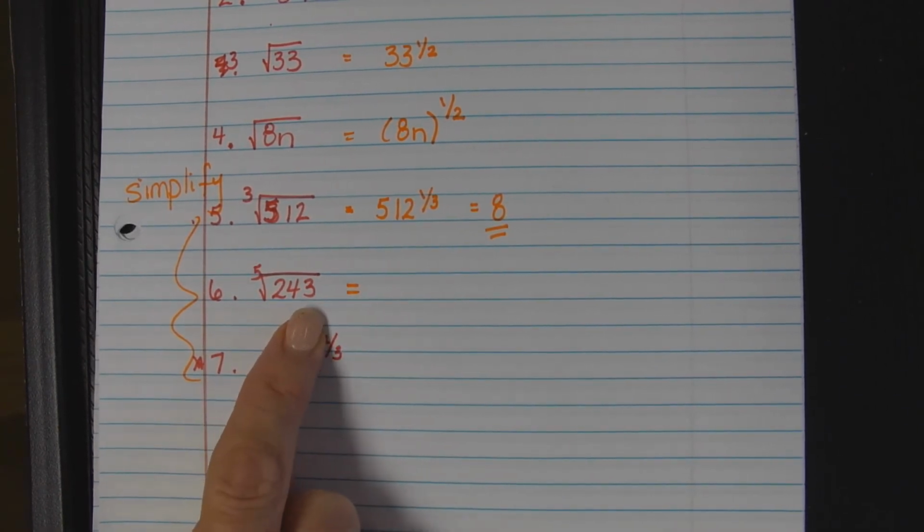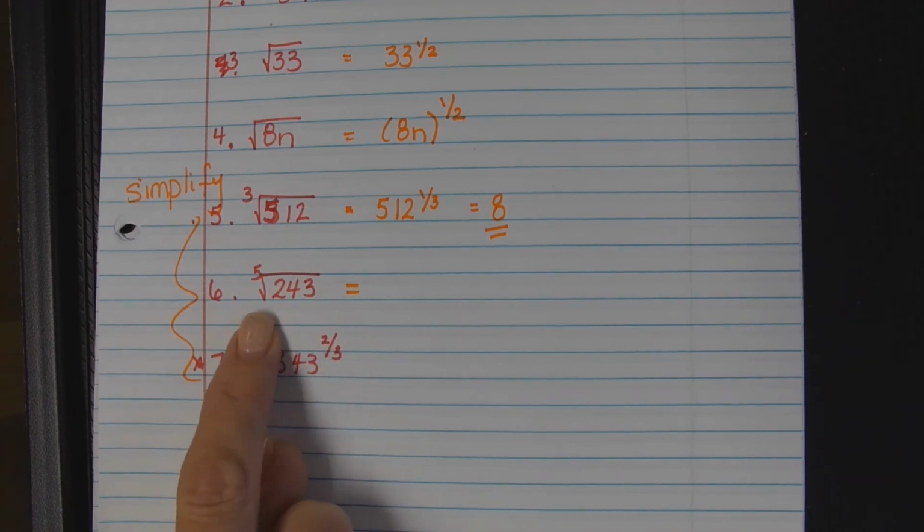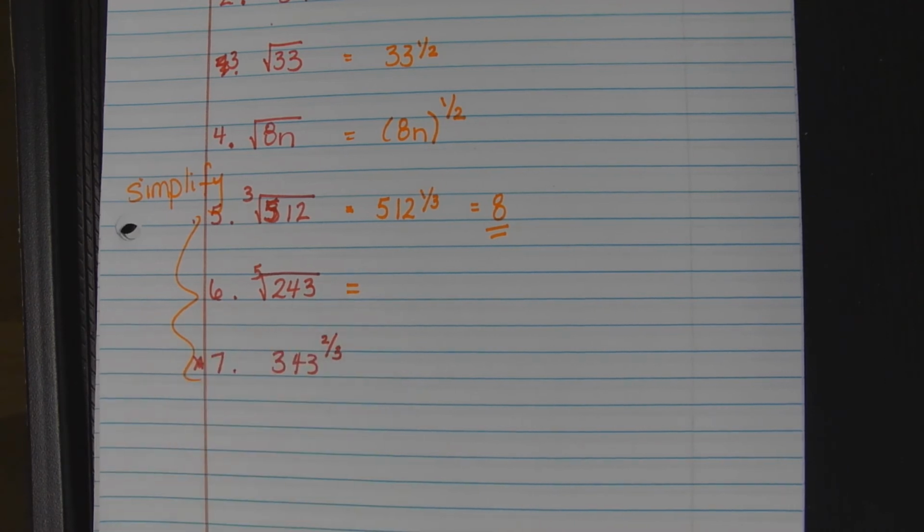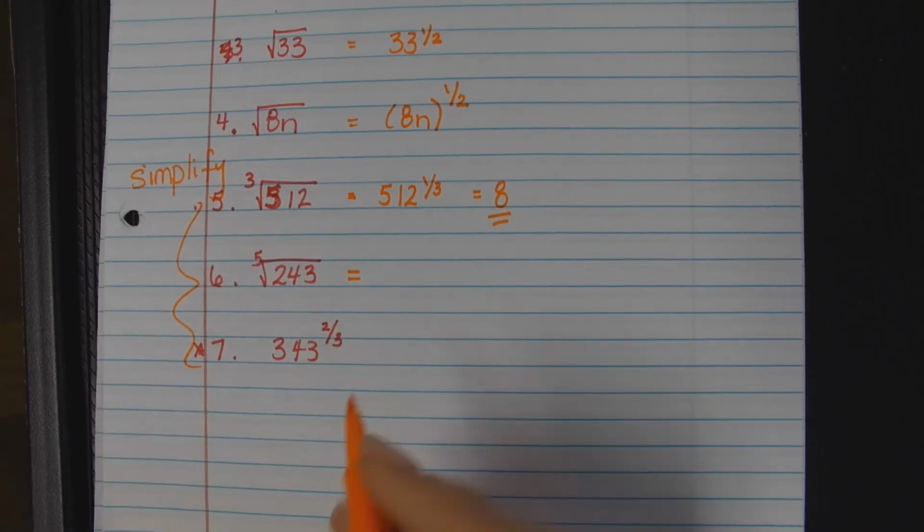Okay, here's a question. Look at this number. Should I even try 2? No. Why? Not possible. This is an odd number, and every factor of 2 is an even number. Let's try 3. 3 times 3 is 9, 9 times 3 is 27, 27 times 3 is 81, 81 times 3 is 243.